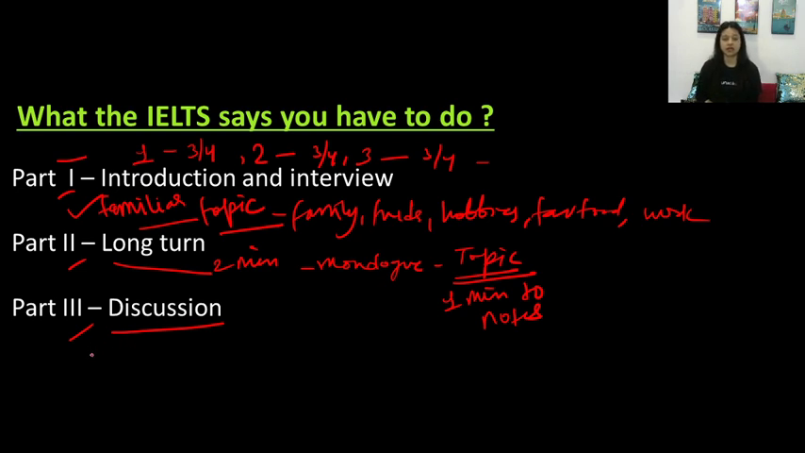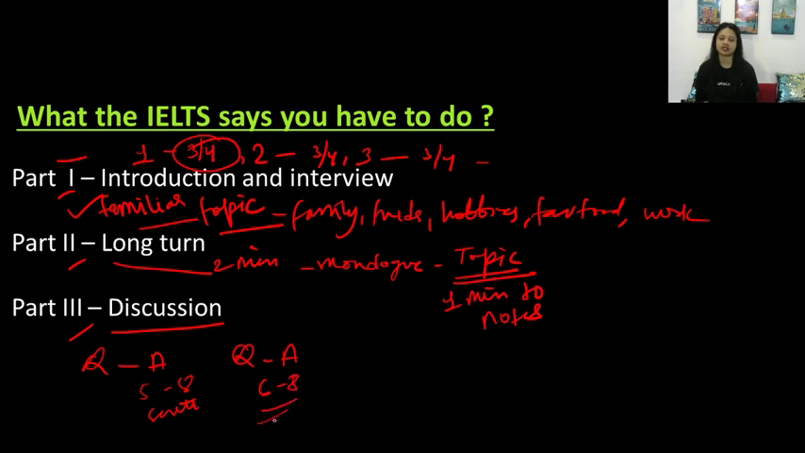Again, question answer format. They'll ask you a question, you will answer it. Now how many sentences? In part 1, I told you 3 to 4 sentences. In part 3, 5 to 8 sentences. Then they'll ask you another question. You'll again answer it with 6 to 8 sentences. Some questions can be longer, some a little bit shorter. I don't mean to say that always stick to this, but it's better if you give long answers here in part 3 also. Now, what is the difference?